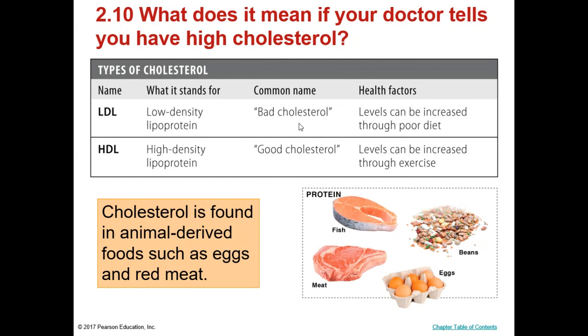So these are some sources of good cholesterol right here. So we're looking at fish, meat, red meat, eggs, beans. So these 2 right here, fish and beans, would be the more reliable cholesterol and protein for that matter source.